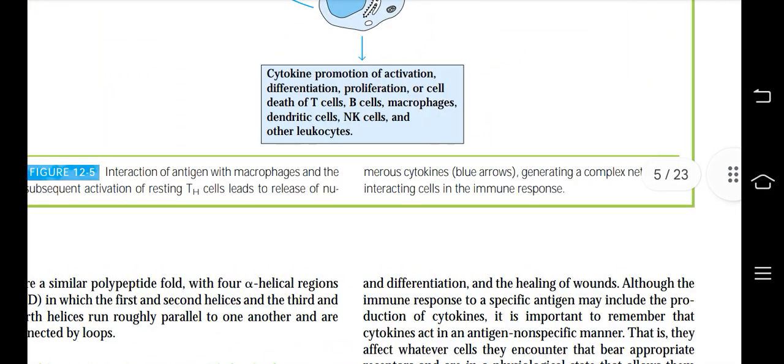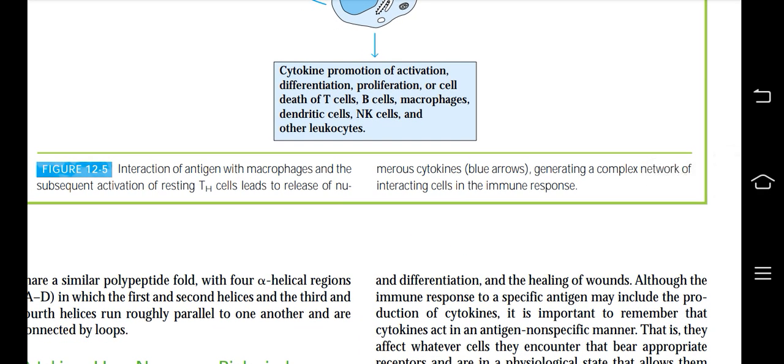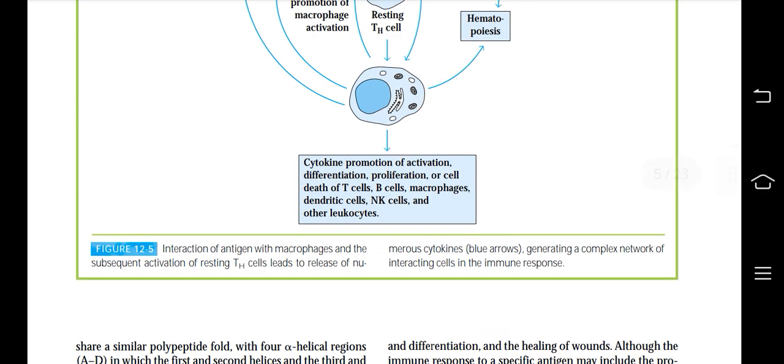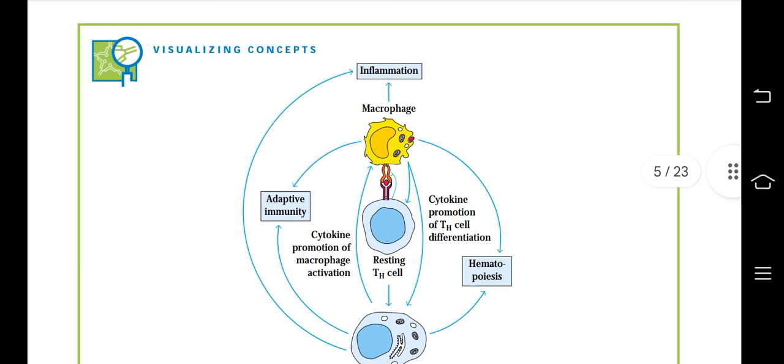Interaction of antigen with macrophages and the subsequent activation of resting Th cell leads to release of numerous cytokines, which are represented with the help of these blue arrows, generating a complex network of interacting cells in the immune response. So let's look at this picture.